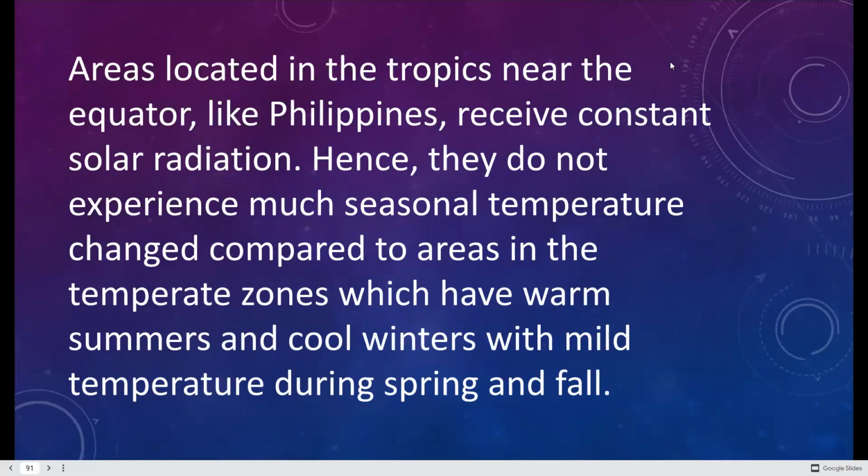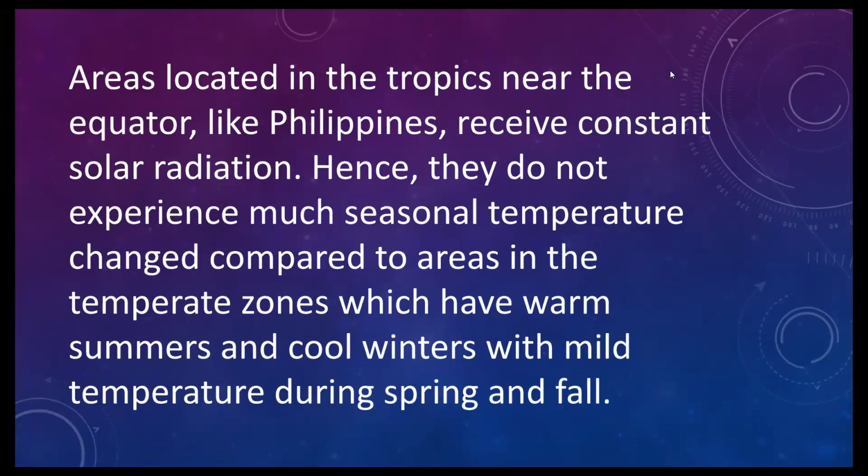Areas located in the tropics near the equator, like the Philippines, receive constant solar radiation. Hence, they do not experience much seasonal temperature change compared to areas in the temperate zones, which have warm summers and cool winters with mild temperature during spring and fall. So that is the reason why we have two seasons, the wet and the dry season.